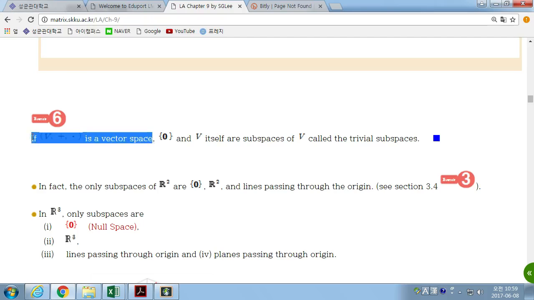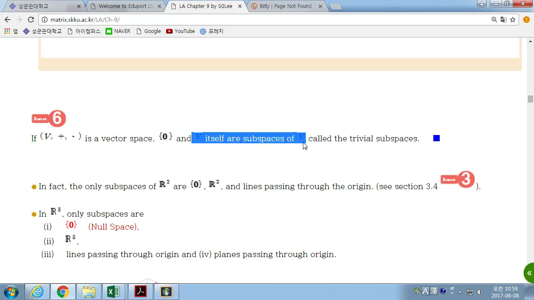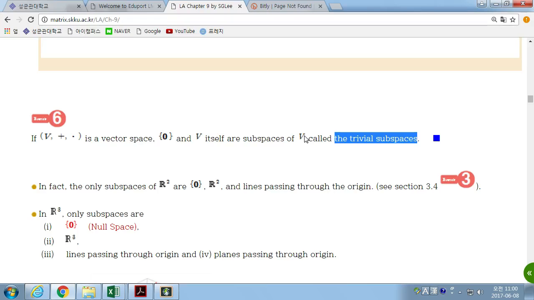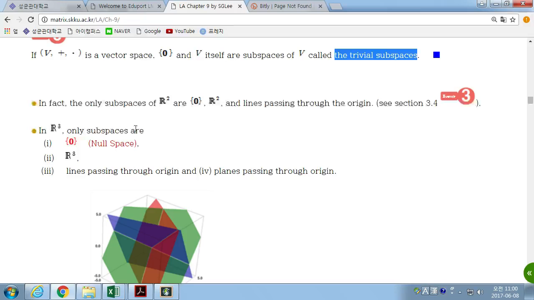For example, if V is a vector space, then the singleton set of the zero vector, and V itself, are subspaces of V, because the singleton set is a subset of V and also a vector space. So they are subspaces. We call them trivial subspaces. We always have two trivial subspaces.